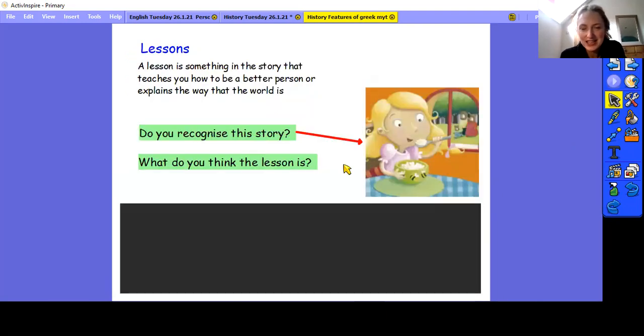And then the final ingredient of our Greek myths is a lesson. So a lesson is something in the story that teaches you how to be a better person, or it kind of explains something that happens in the world in a little bit more detail. So I don't know if you can recognise the story in the picture. Maybe just have a minute, pause the video, and if you want to make the picture a bit bigger so you can see, see if you can recognise the story and see if you can think about what you think the lesson in that story might be.